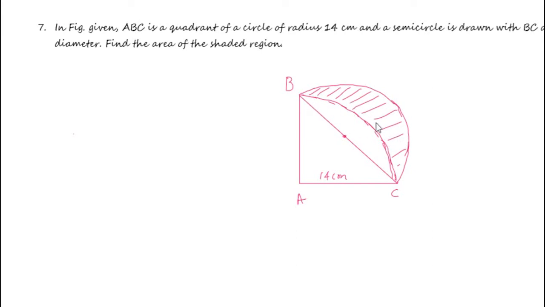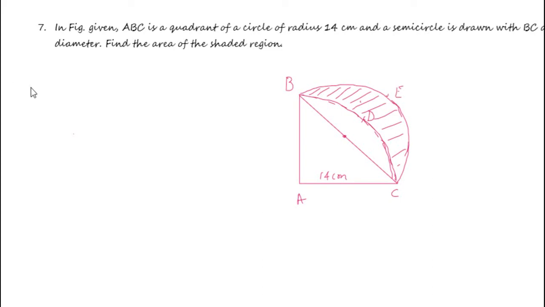If you consider this quadrant, we can find out the area of this segment, that is area of this sector minus area of this triangle is this area. Then you find out the area of this semicircle. From that you subtract this area of the segment, you will get the shaded area. First let us calculate the area of this quadrant first. We take this point as D, this point as E.